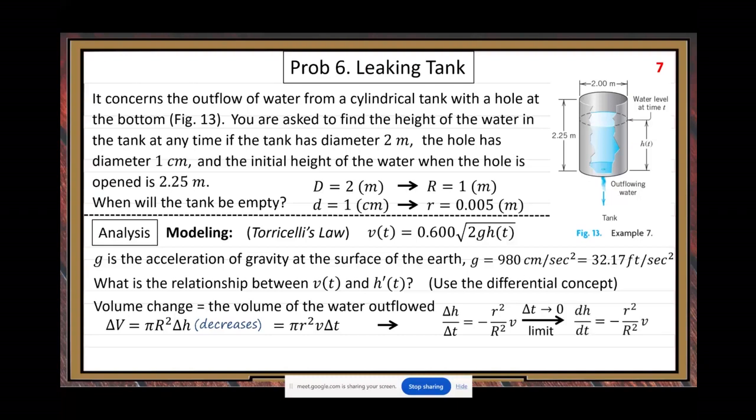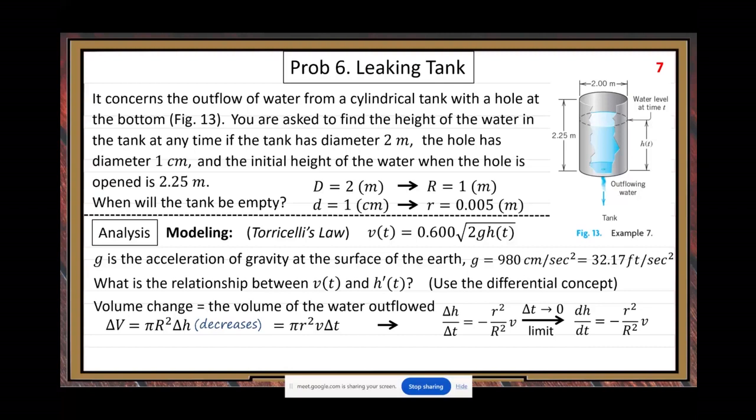dH over dt, or you can write H prime, equals this expression. That expression gives the relationship between H prime and V. You can write V as an expression of H prime, so you can go back to Torricelli's equality, and we get a differential equation about the H function that we can solve.